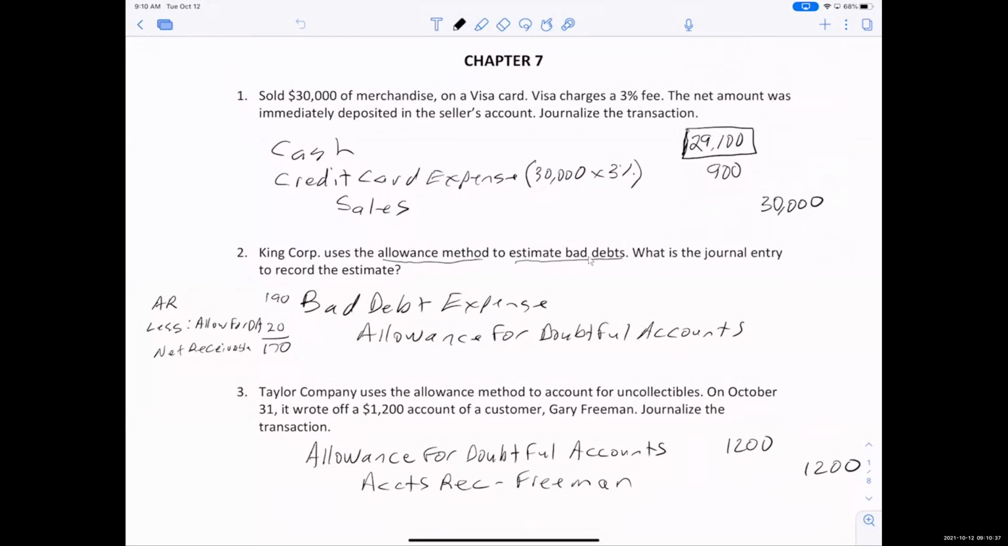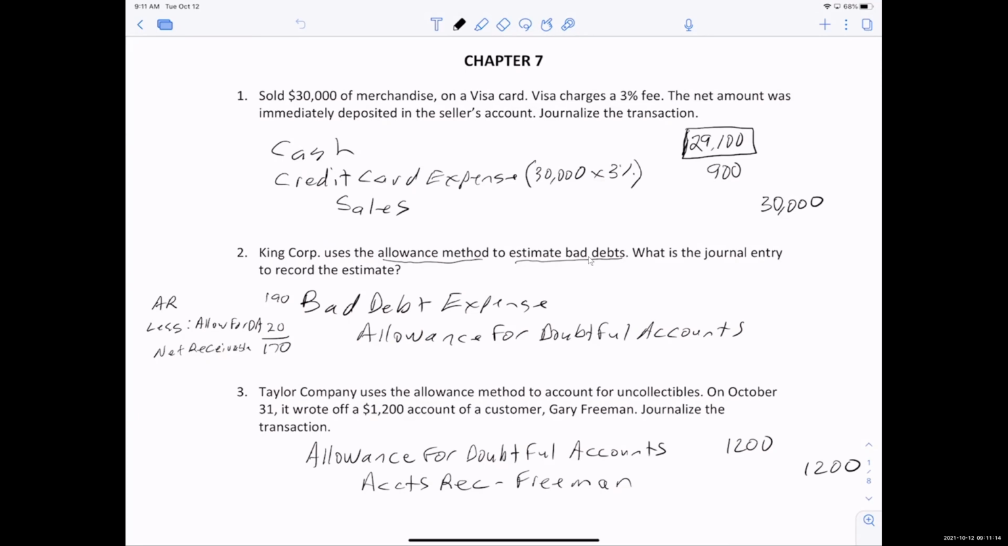Well, you say to yourself, why would you estimate it? Why don't you just wait until we know who they are? Well, the thing is, it's matching of revenues and expenses. And when you listen to the videos, you'll see that, and when you read the book, you'll understand that. But basically, we know before it even happens that when we give credit sales, some people are going to stiff us. So we estimate that ahead of time.